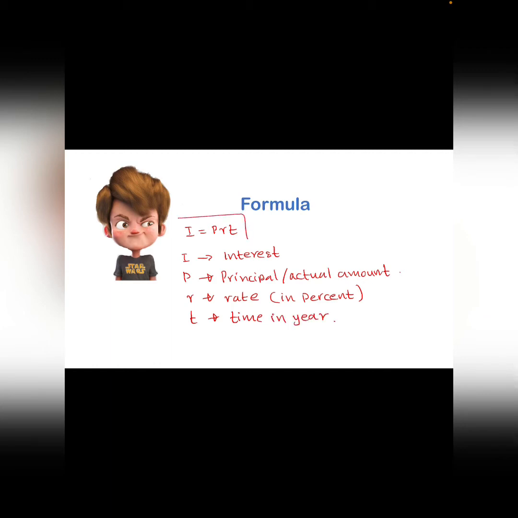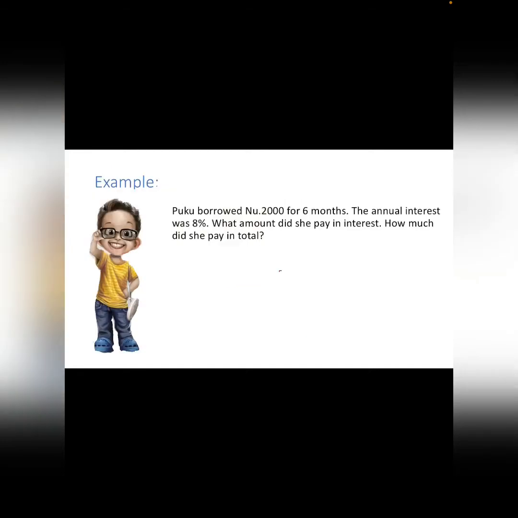So you need to remember this formula. When you calculate interest, it is PRT. Now let me show you one example. Puku borrowed Newton 2000 for 6 months. The annual interest was 8%. What amount did she pay in interest? How much did she pay in total? So here in this example, you have to find two things.